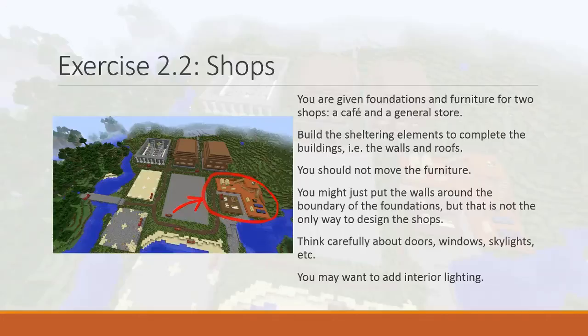Think carefully about doors and windows and skylights because, as we said earlier, you don't want to keep everything out. You want to let the light in, and if they're shops, you want people to be able to see what the shop is selling, for example. So you don't want to just enclose the whole thing and then people can't even see what you're selling. So think about the cafe, think about the shops, think about what you want to let into these buildings and what you want to keep out. And you may want to add interior lighting. Actually, you probably should add interior lighting, but that's a slightly different consideration.